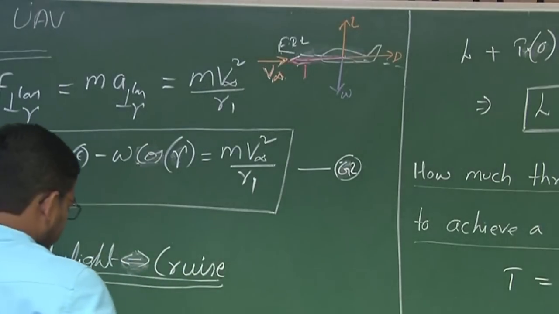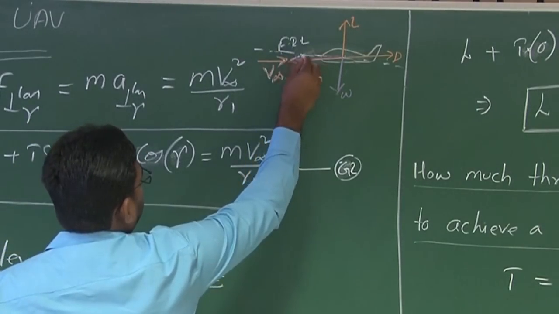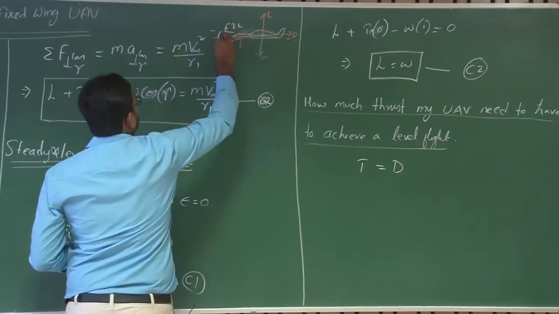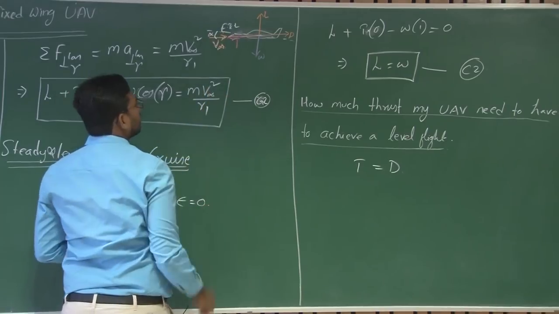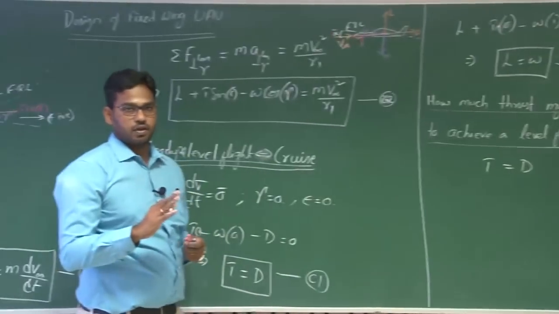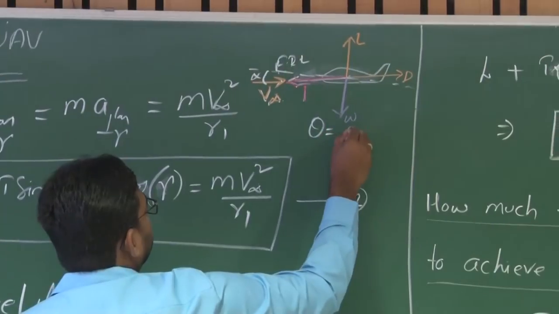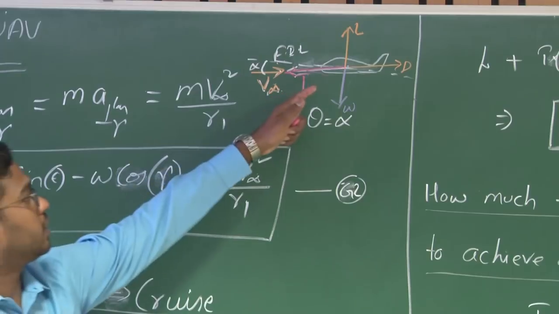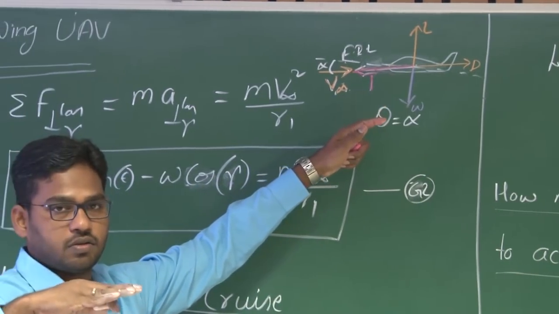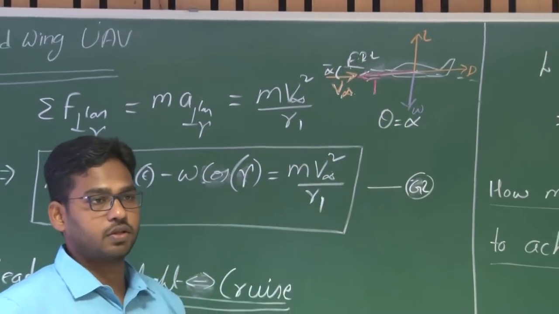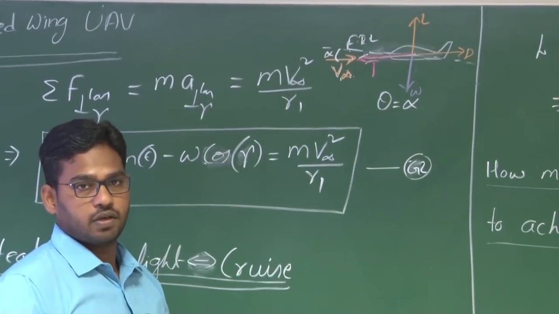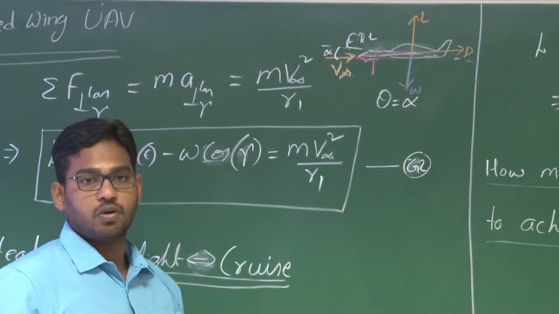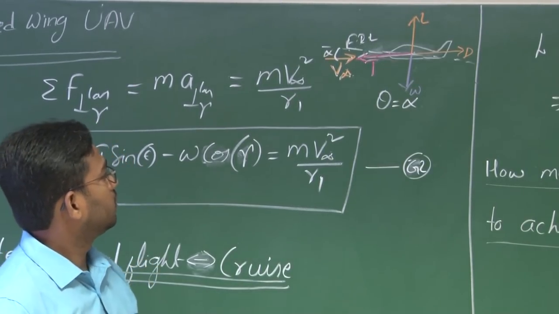Now, steady level flight doesn't mean that the orientation is zero. Theta is not zero in a steady level flight. This is my alpha. You still fly at a particular alpha, where theta is equal to alpha. It doesn't mean that the reference line has to be parallel to the local horizontal. That is not the condition for level flight. The velocity vector has to be parallel with respect to the local horizontal. Right?